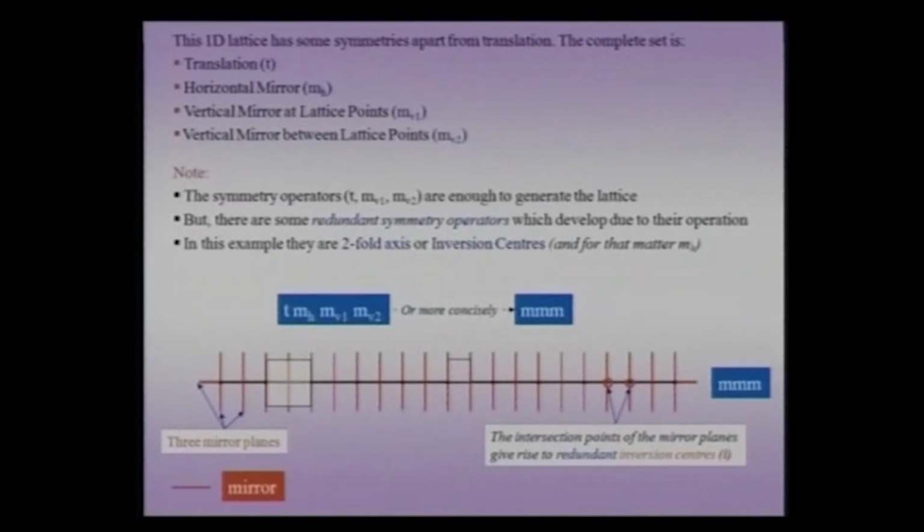Now you can also consider certain redundant symmetry operators, which arise purely because of the existence of these mirrors. For instance, these points can also be centers of inversion. But this is a redundant symmetry operator, because the lattice itself does not need this kind of symmetry operator to be generated. So you can describe this kind of lattice either in terms of the mirror planes or in terms of this inversion symmetry.